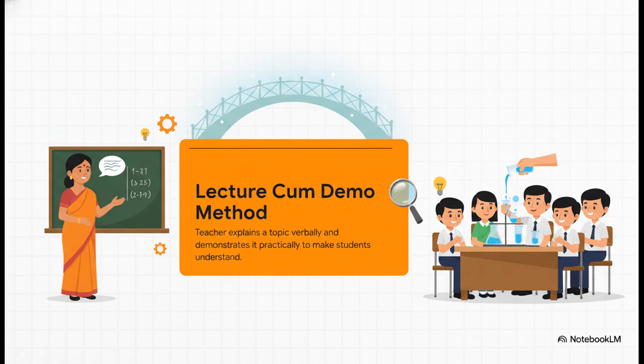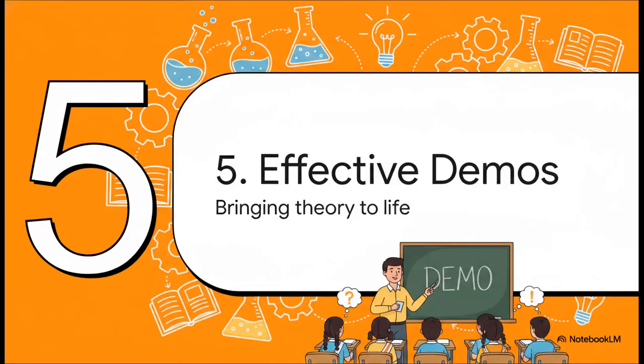For your exam prep, here is the core meaning block you absolutely need to know. The lecture cum demonstration method is a teaching method in which the teacher explains a topic verbally and demonstrates it practically to make the students understand clearly. This is exactly how you bridge that gap between abstract academic theory and observable reality. Section 5. Executing effective demonstrations, bringing theory to life.